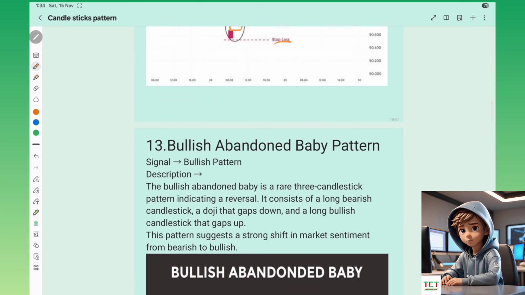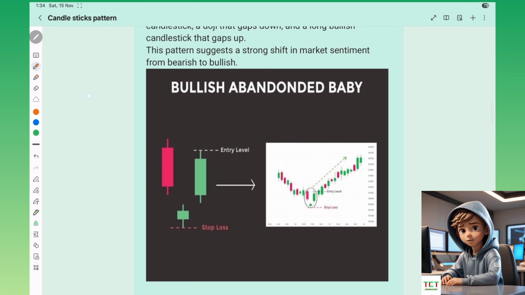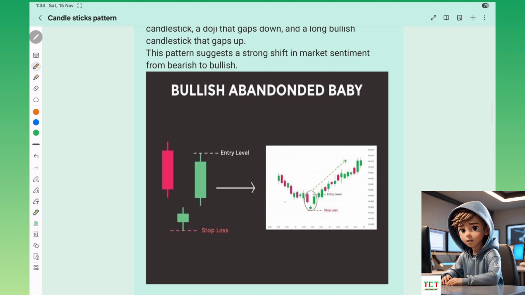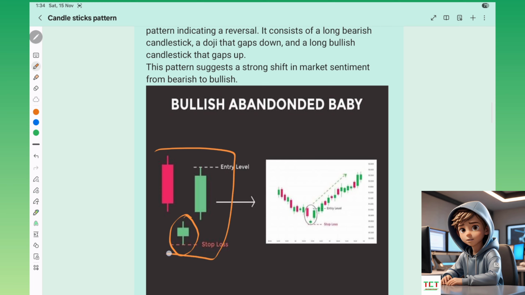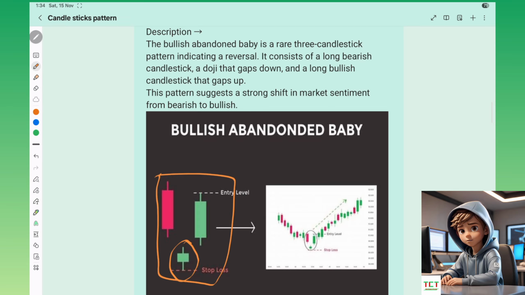Let's discuss a rare but very powerful pattern, the bullish abandoned baby. This is called abandoned baby because the middle candle is literally abandoned, isolated with gaps on both sides. This is a three-candlestick pattern, and it's quite rare to find, but when it appears, it's a very strong signal. Let me explain the structure.